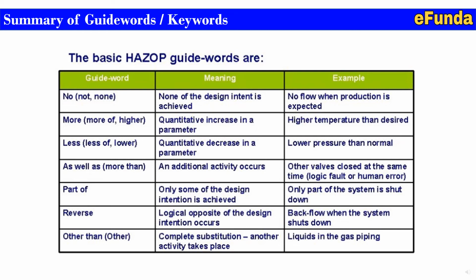More of or higher: quantitative increase in a parameter, for example higher temperature than desired. Less of or lower: quantitative decrease in a parameter, for example lower pressure than normal. As well as or more than: an additional activity occurs, for example other valves close at the same time, a logic fault or a human error. Part of, reverse, other than: these words are tabulated.